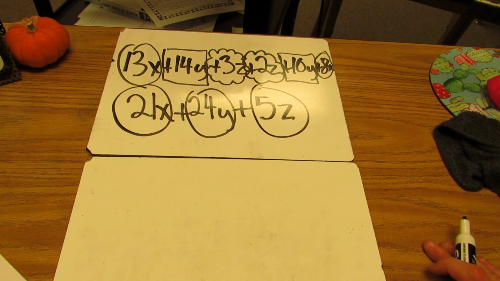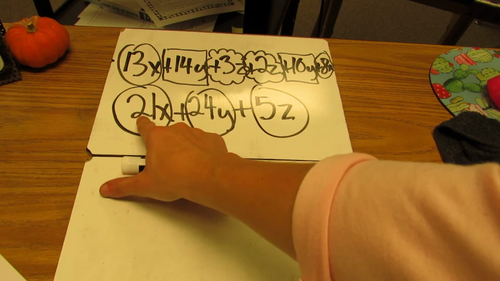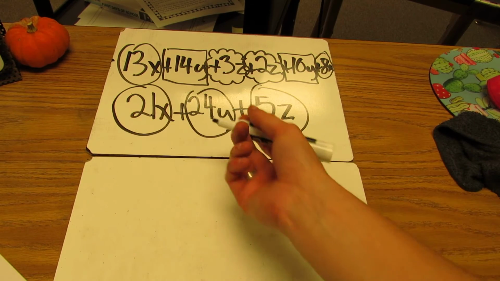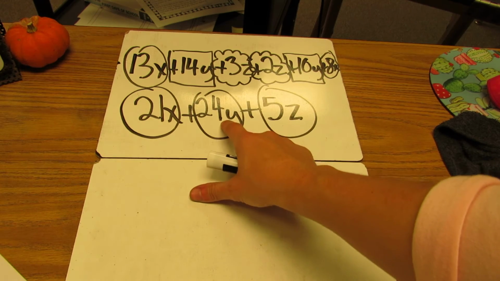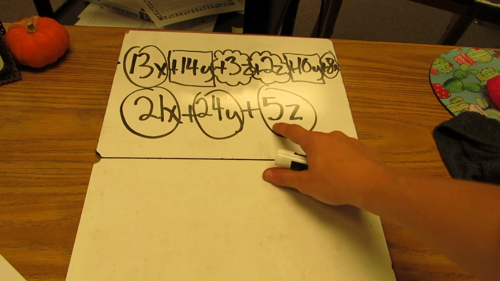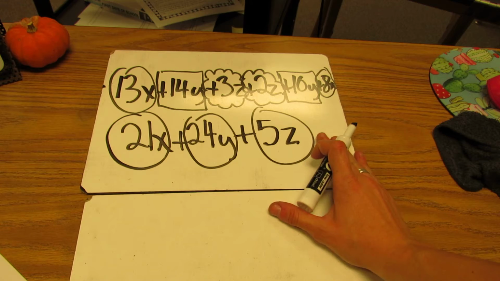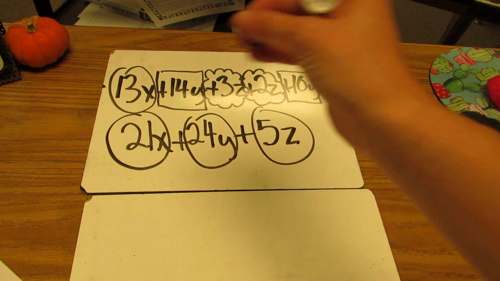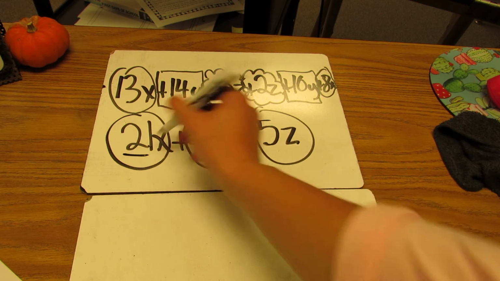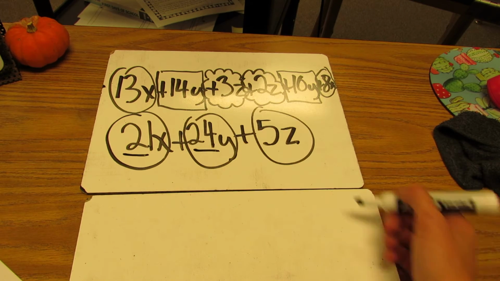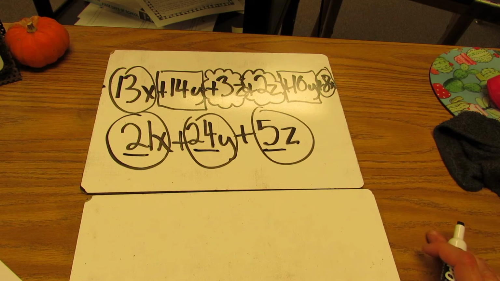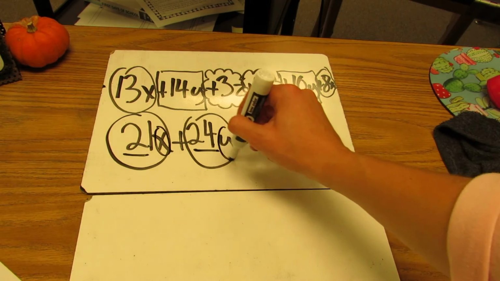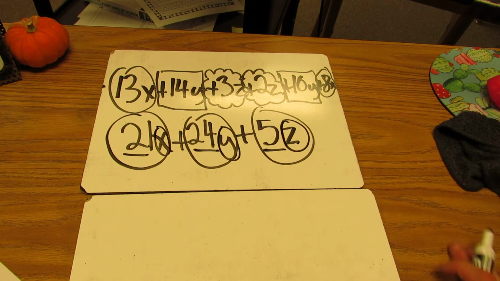Now my product. Remember we said the product is always if you see a number next to a variable. 21x is my product. 24y is also a product. And 5z is also a product. Now my coefficients. My coefficients are the numbers in front of the variables, which would be 21, 24, and 5. And lastly, my variables would be x, y, and z.